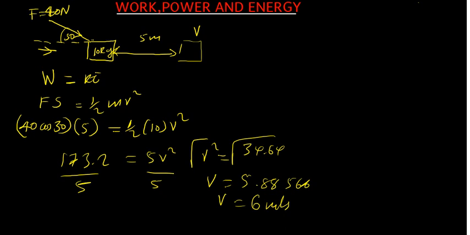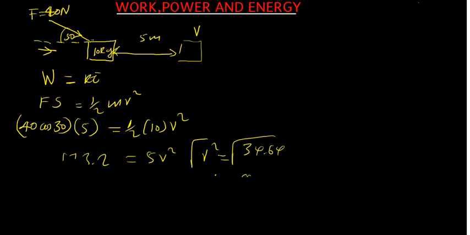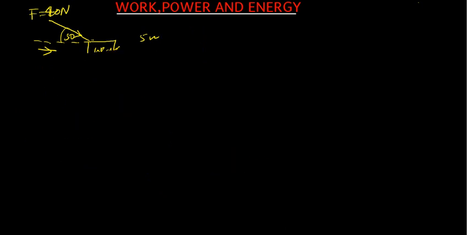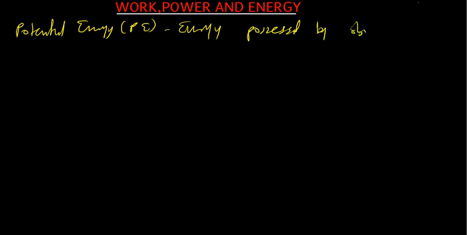Alright, so we have looked at kinetic energy as one form of energy. And it's not the only form of energy really that we need to get to understand. We also have potential energy. Let's abbreviate it just as PE. So the potential energy is the energy that is possessed by an object by virtue of its position.